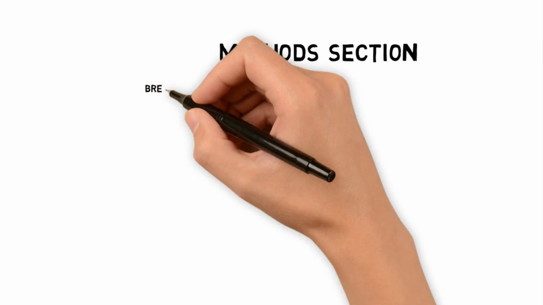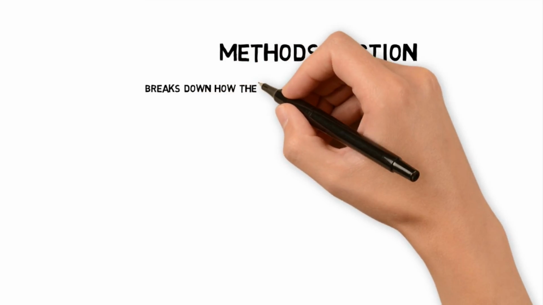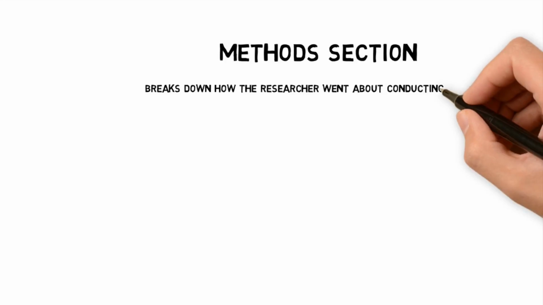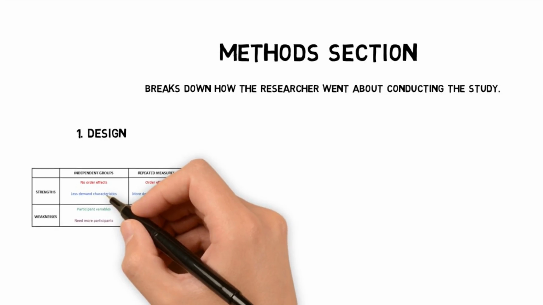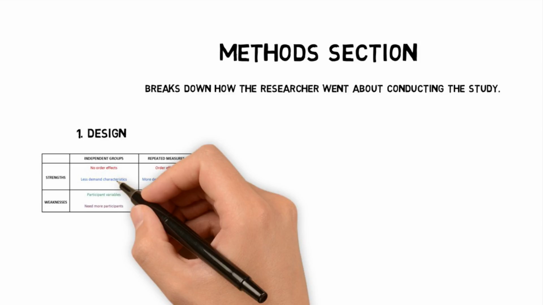It's often broken down into like 4 or 5 subsections, but sometimes the researcher just sticks everything under the one title, method section. If they're going to break down the method section, they usually start off with something called the design. In this subsection, they're going to talk about the specific structures of the study.